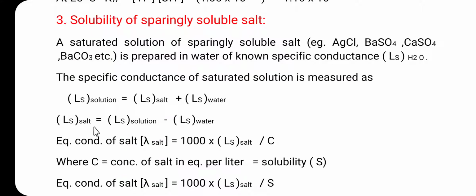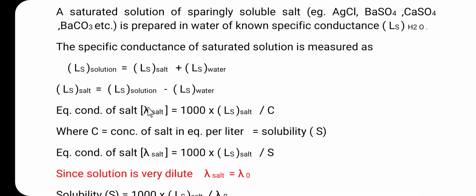So here the LS of the salt is equal to the specific conductance of the solution minus the specific conductance of the water. With the help of the conductometer, we first measure the resistance of the salt solution, and from the cell constant and the resistance, it is possible to determine the specific resistance of the salt solution. From the specific resistance, we can calculate the specific conductance of the salt solution. This value is substituted here, minus the specific conductance of the water, and we will get the specific conductance of the salt.